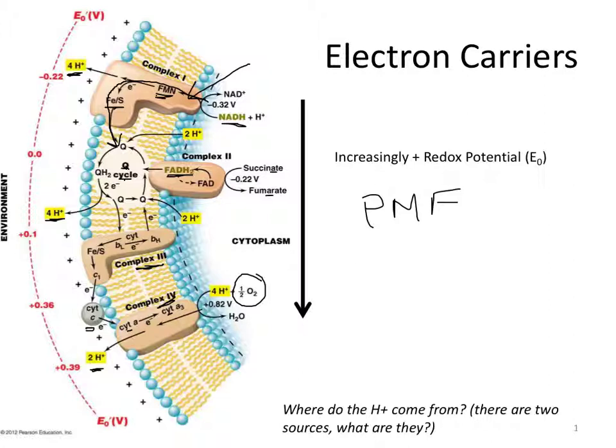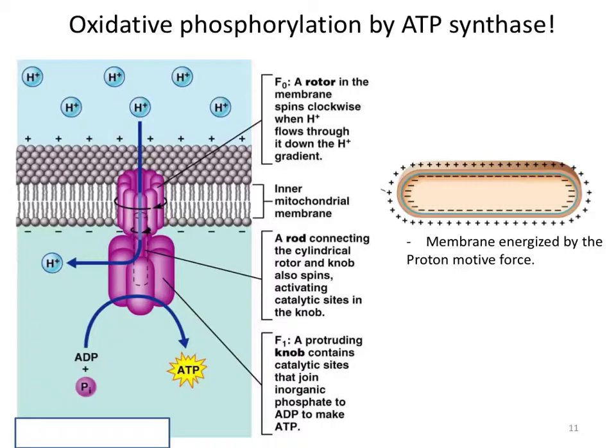Also note that electrons are always being transmitted from molecules that have a more negative redox potential to molecules that have a progressively more positive redox potential. So here we have plus 0.39, up here we had minus 0.22. Electrons are always transmitted in this direction, which would be downwards in the electron tower that we looked at in previous lectures. And finally we get to ATP synthase and the proton motive force.